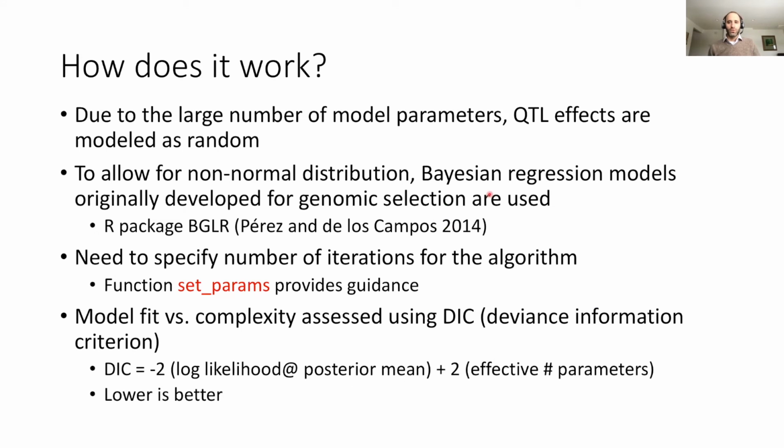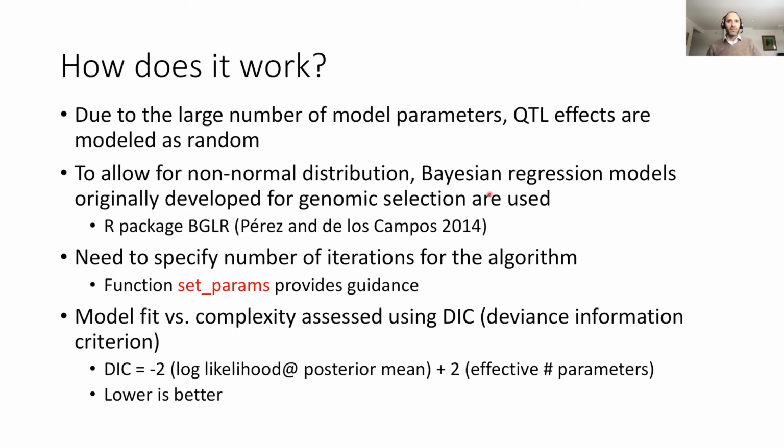All right, so let's talk a bit about how it works. Due to the large number of model parameters, we saw even for 3 parents, as soon as you get to even a digenic dominance, you're already at 78 different effects to estimate. So we really need to use a random effects model, and Guy already gave a good motivation for the value of doing so.